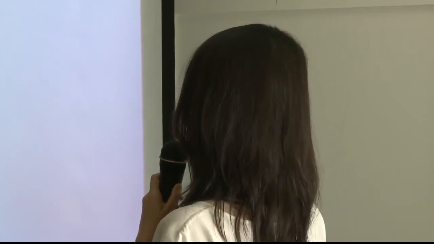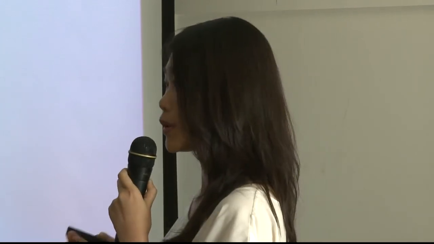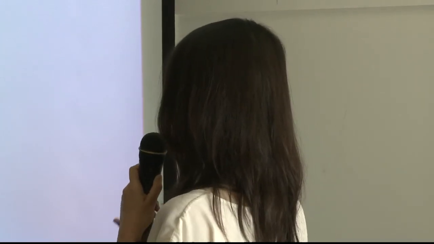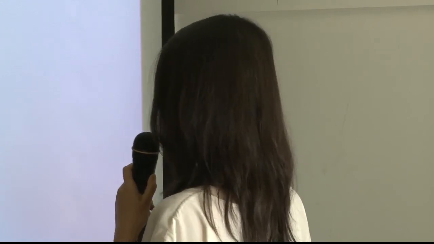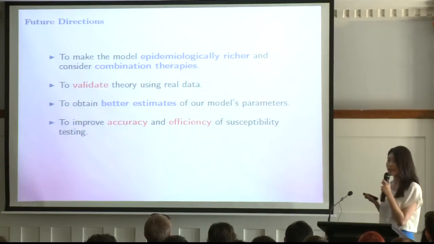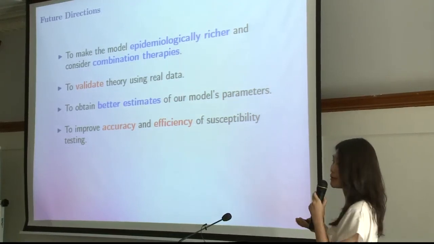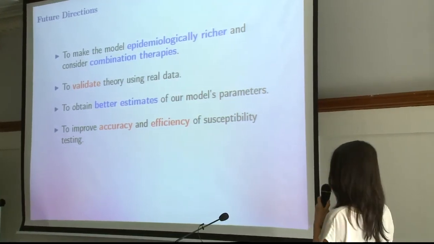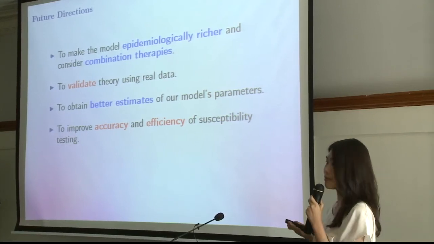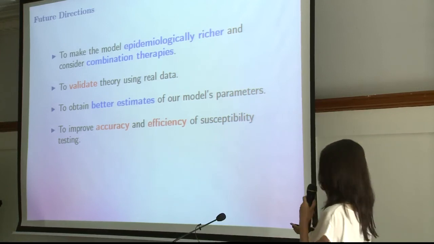Therefore, in future work, we hope to collaborate with clinical researchers who will provide patient data to increase our confidence in the estimates of our model parameters. And another crucial aspect which may increase the effectiveness of controlling resistance through this model is to improve the accuracy and the efficiency of susceptibility testing. And each of these points here would require a large amount of time input as well as fundings from medical and public health organizations.